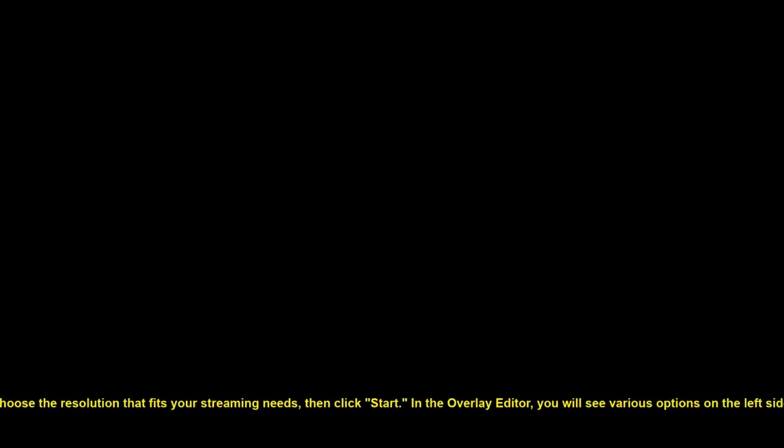Click the Create New Overlay button. Choose the resolution that fits your streaming needs, then click Start. In the Overlay Editor, you will see various options on the left side. Click on Widgets to expand the widget options. Select Alert Box from the list of available widgets.